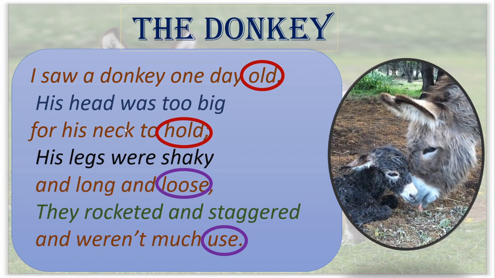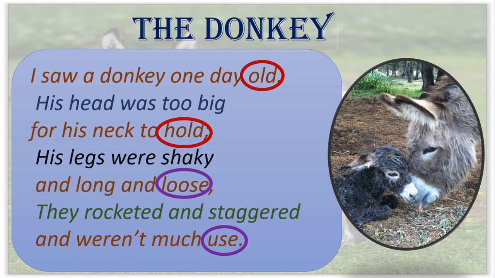I hope you understood the meaning of this stanza, correct? Only simple thing is there. The poet saw a donkey that was 1 day old and the donkey's head was too big for his neck to hold. How were the legs? The legs were shaky, long and loose. And the legs moved suddenly and unsteadily and didn't seem to be of much use.